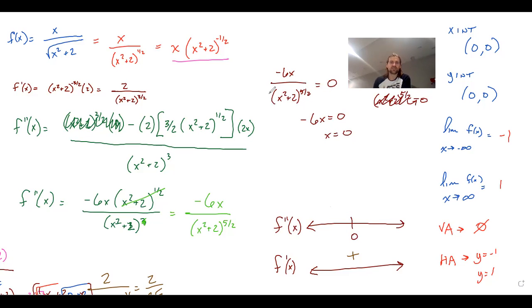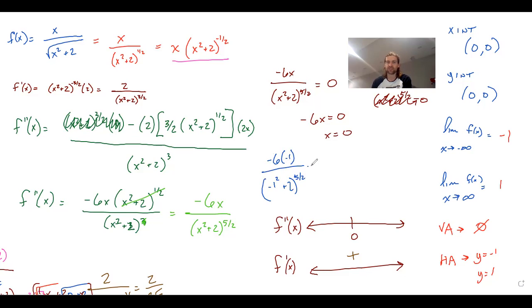All right, now we need to determine the curvature, whether that is concave up or concave down. So we're going to pick a number less than 0 and a number bigger than 0, and plug them into the second derivative. So a number less than 0, how about negative 1? What's negative 6 times negative 1 over negative 1 squared plus 2 to the 5/2 power?